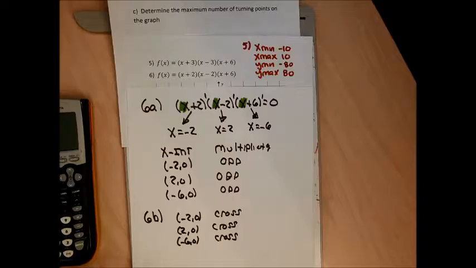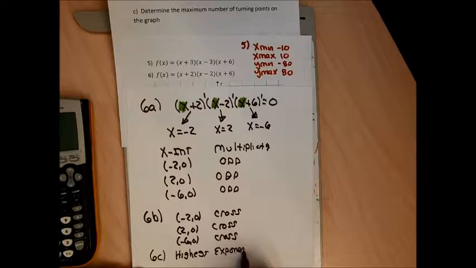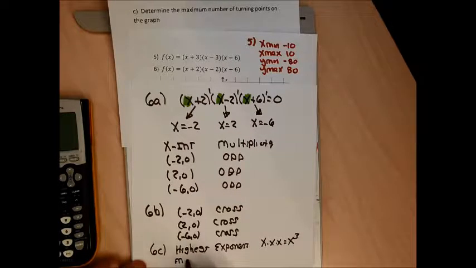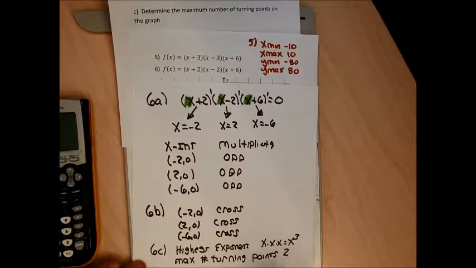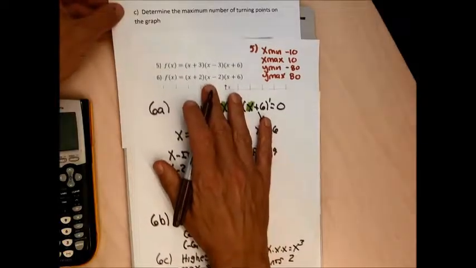When I go to do part 6C, the maximum number of turning points, the highest exponent when you multiply this out is going to be 3, because you'd multiply the x times x times x and get x cubed. So the maximum number of turning points is going to be 1 less than that. So that will have at most 2 turning points. Done with part C, on to calculator work.